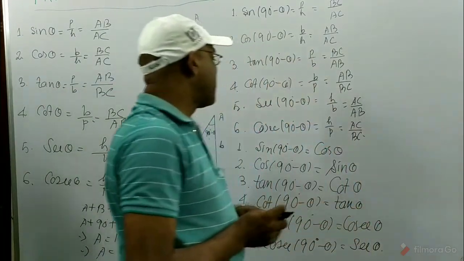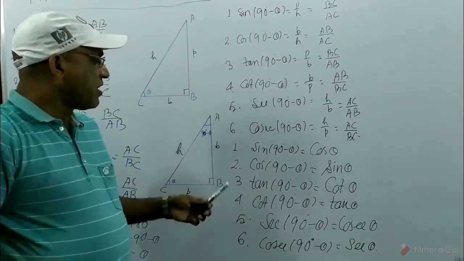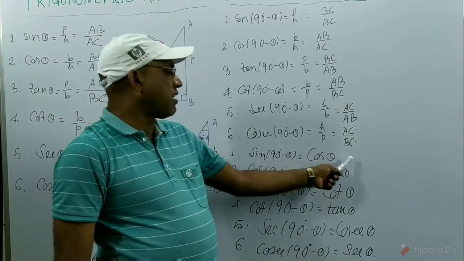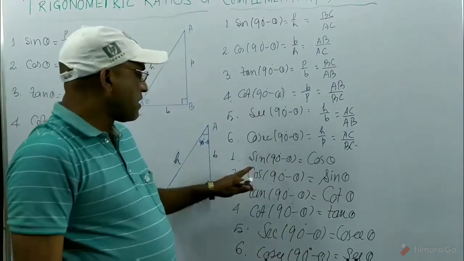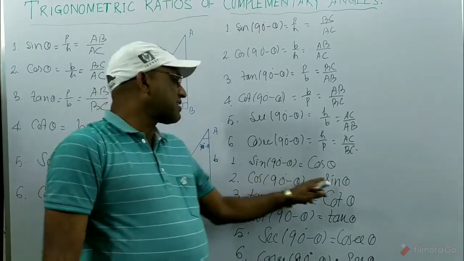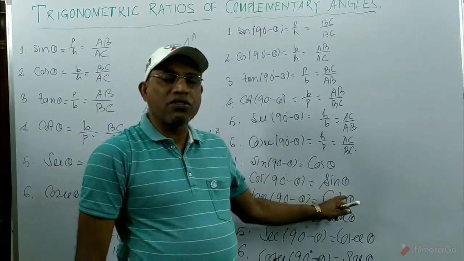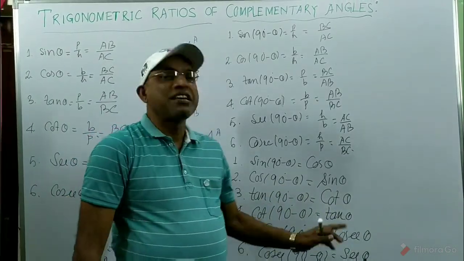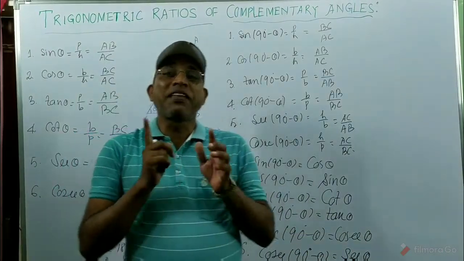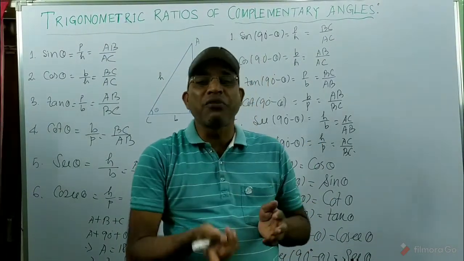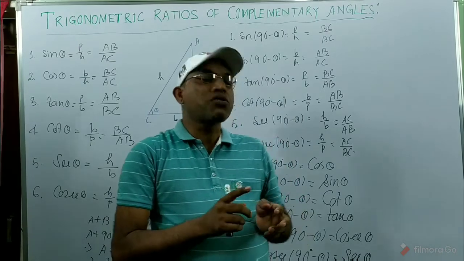So dear students, these are the formulas. You have to learn these formulas by heart. We shall use them when solving the exercises. Sin 90 minus theta, cos 90 minus theta, sin theta; tan 90 minus theta, cot; tan; sec is cosec, cosec is sec. Just remember the friendship: sin with cos, tan with cot, sec with cosec.